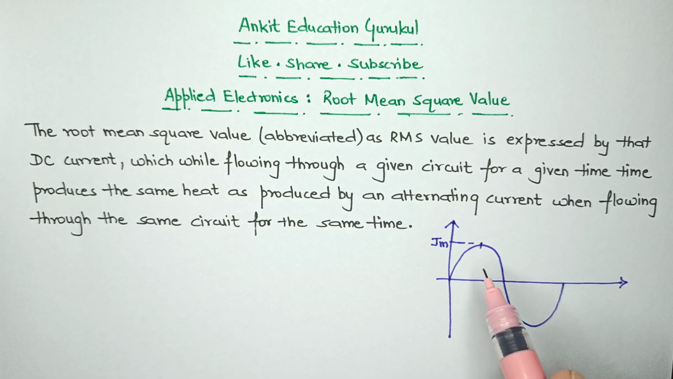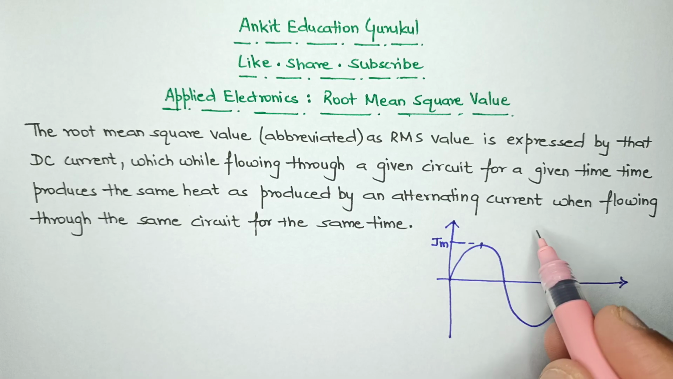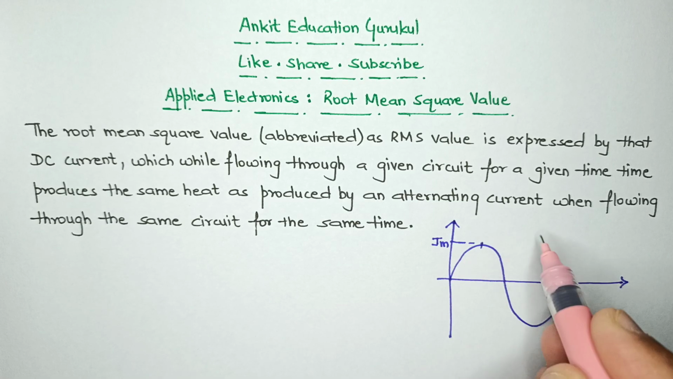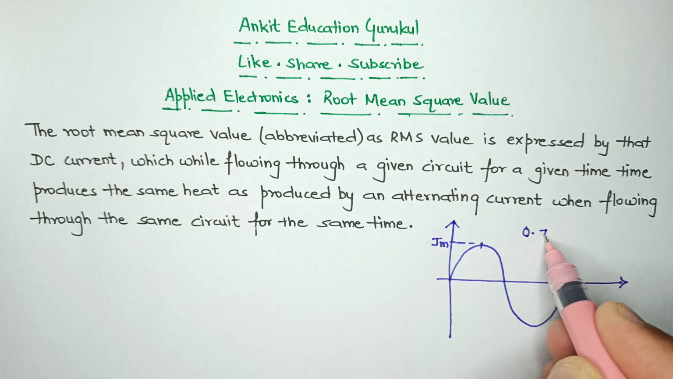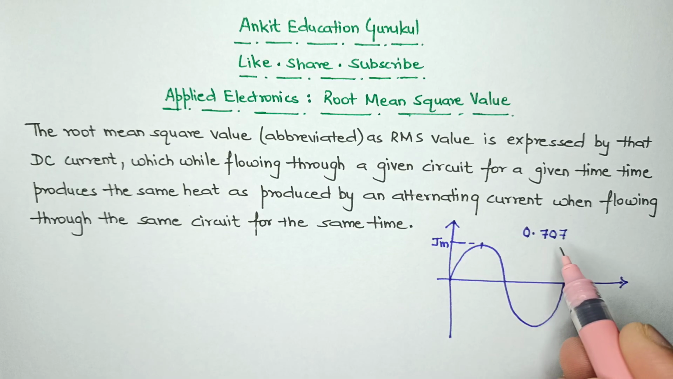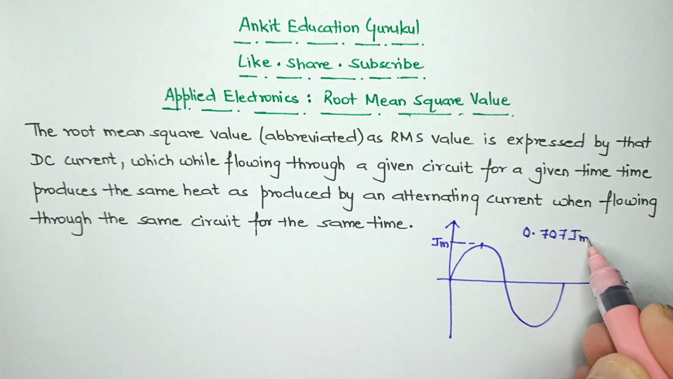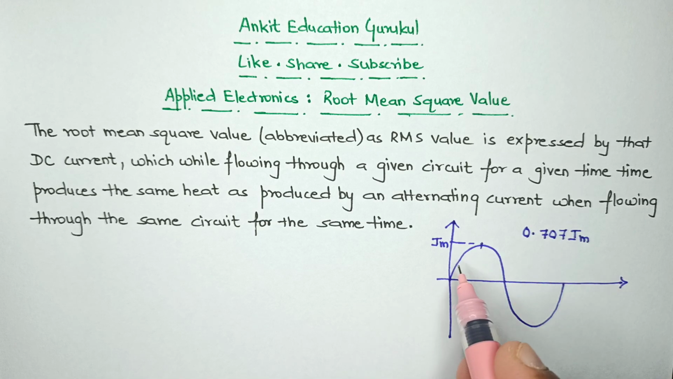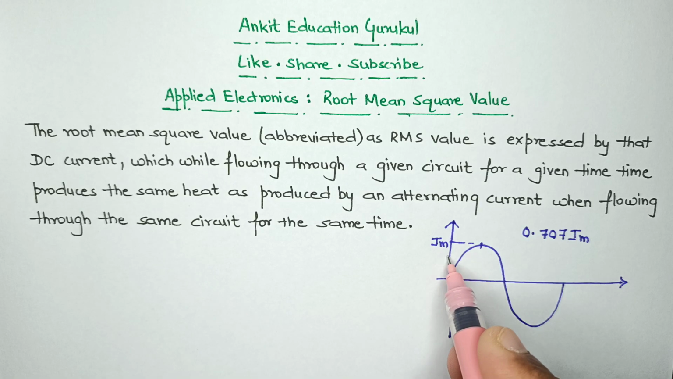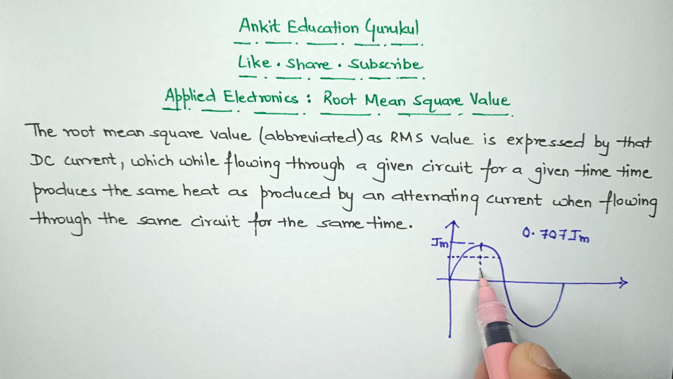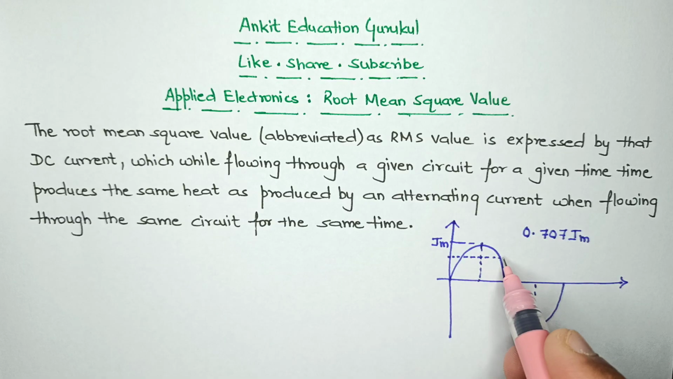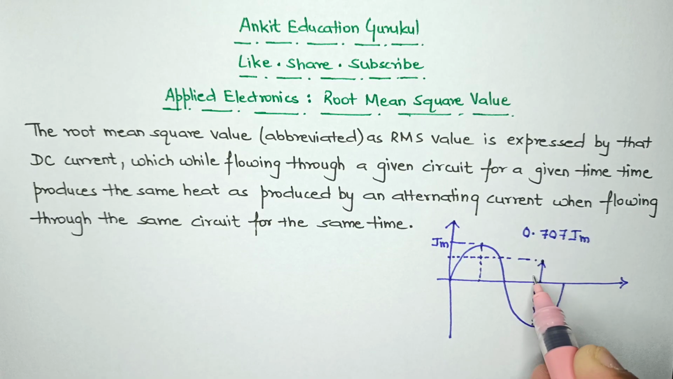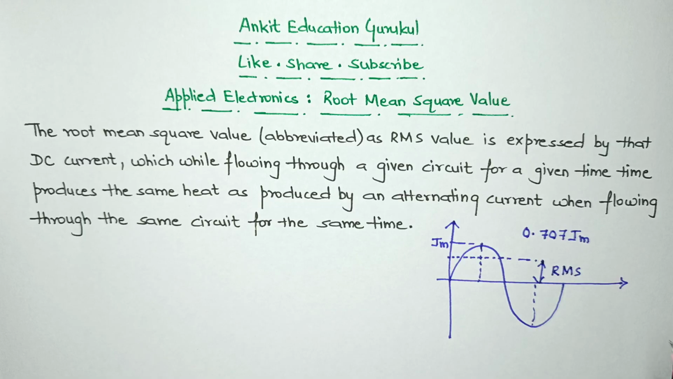Now there are certain factors associated with this AC signal. There is one factor which is 0.707 multiplied by Im. This factor would certainly lie somewhere in the middle portion. If I draw this in the middlemost segment, the value we have got in this segment is called the RMS value. Now let us see how this arrives.